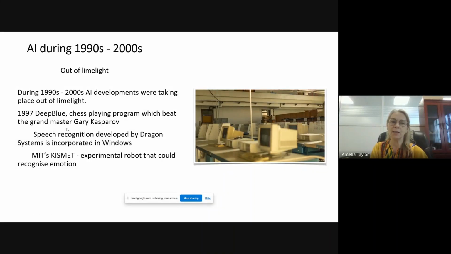In 1997, we had the computer Deep Blue, a chess playing program which managed to beat the grandmaster at that time, Garry Kasparov. And then we had developments in speech recognition, which were incorporated in Windows. And MIT was also working on some experimental robotics that could recognize emotion.